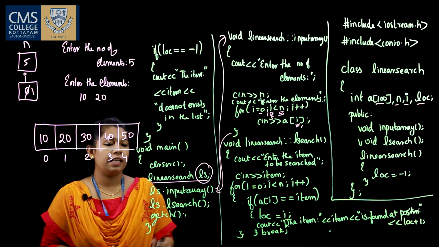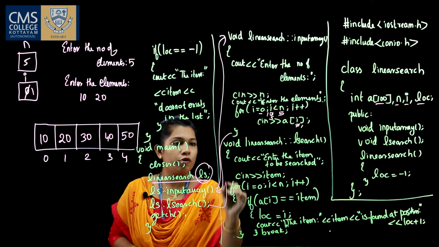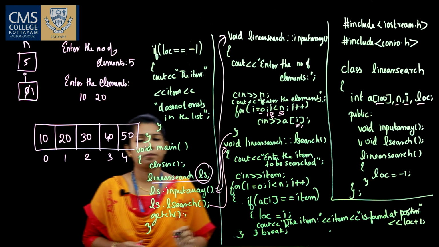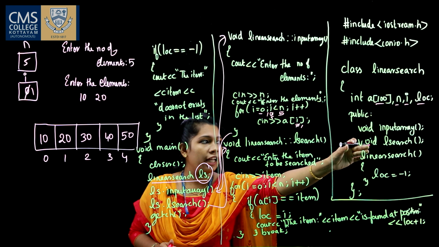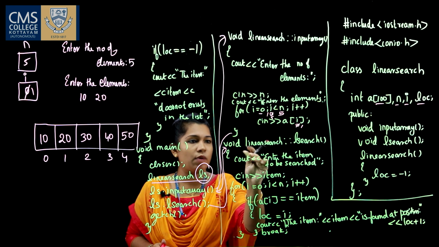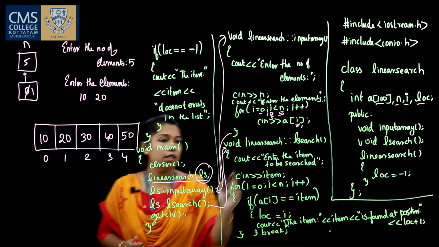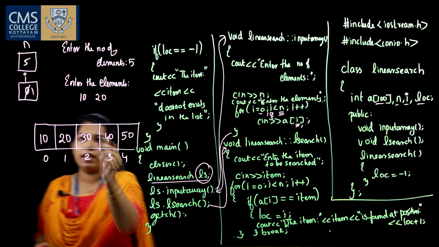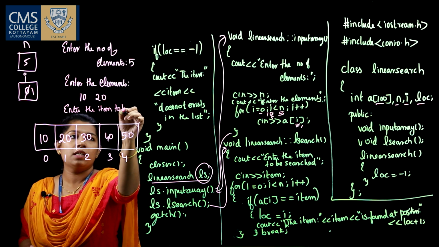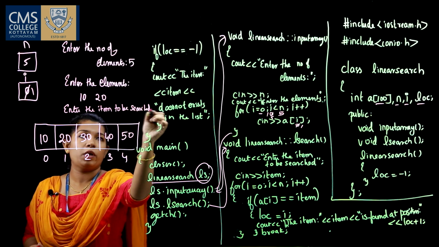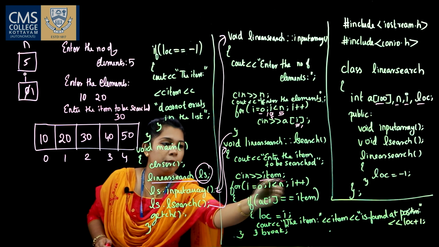After that, the next statement is ls dot lsearch. So, your control transfers to the lsearch member function. Inside the class I have given only the prototype; the definition is given outside the class. That is why I have used the class name LinearSearch, the scope resolution operator, and the function name. So, cout: enter the item to be searched. I am entering 30. Now this 30 will be stored in the variable item.